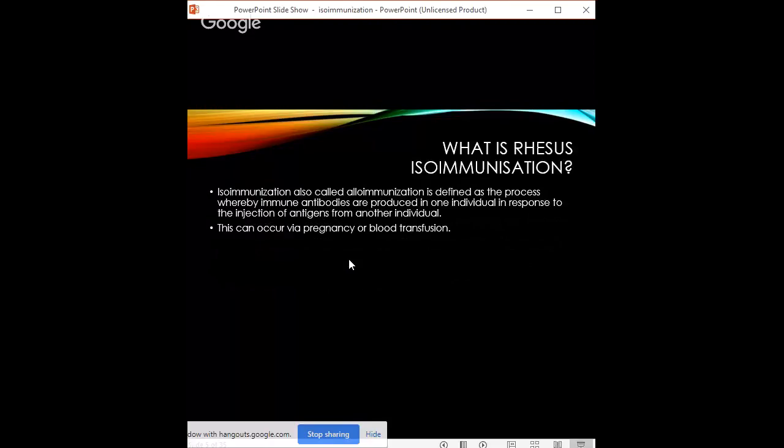So now we're going to discuss what is isoimmunization. Isoimmunization, also called alloimmunization, is defined as the process whereby immune antibodies are produced in one individual in response to the injection of antigens from another individual. This commonly occurs via pregnancy or in blood transfusion, in terms of transfusing a Rhesus negative individual with Rhesus positive blood. However, in this case, we're going to be speaking purely in the context of pregnancy.